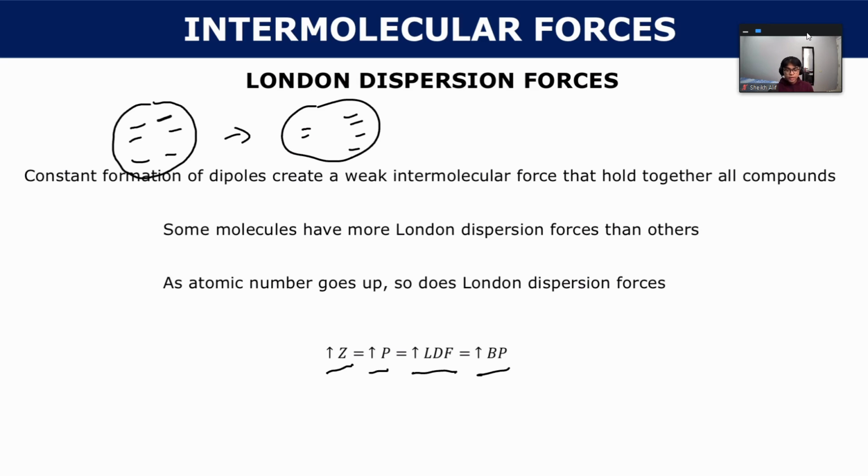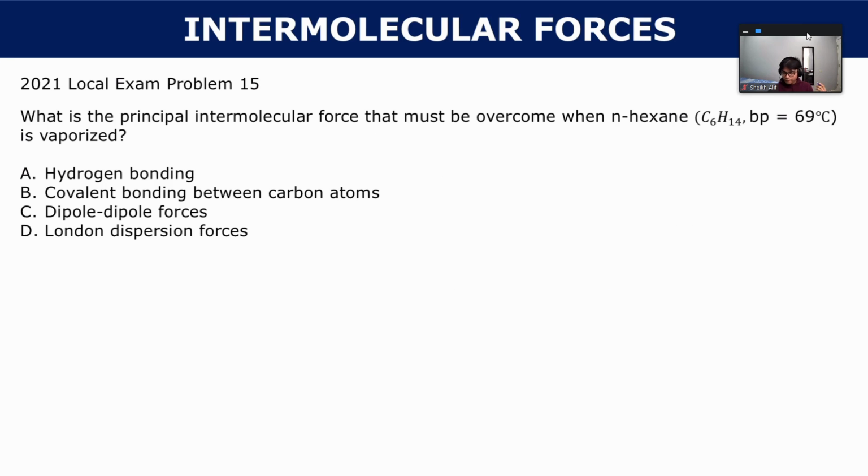So let's try to do a bit of practice concerning all of this. First of all, what is the principal intermolecular force that must be overcome when n-hexane, C6H14, is vaporized? So C6H14 is a nonpolar molecule. First of all, it's not going to be hydrogen bonding because you need one of those fluorine, oxygen, or nitrogen, and you don't have any of these here. So by default, it cannot be hydrogen bonding.